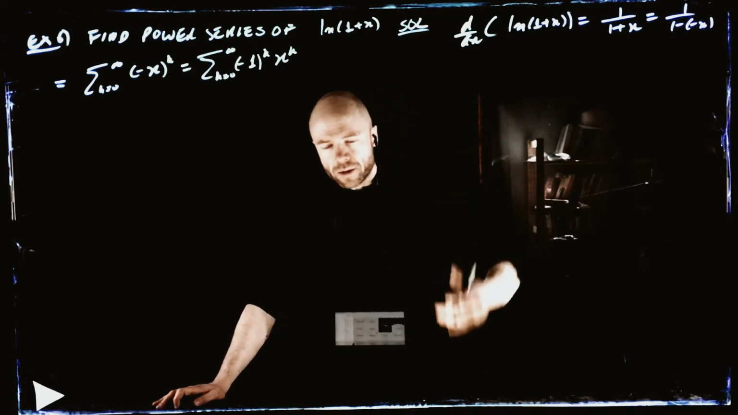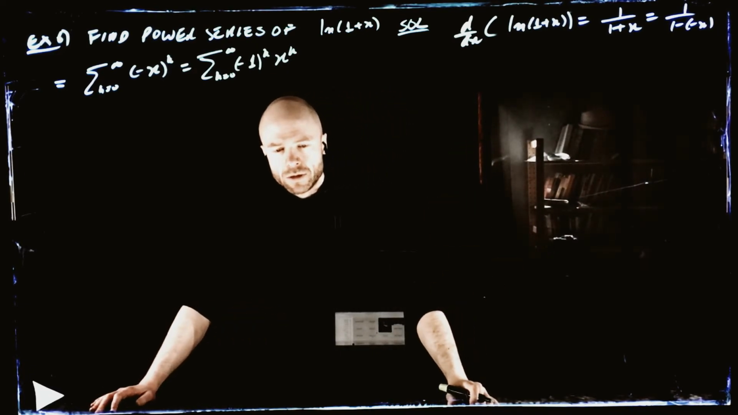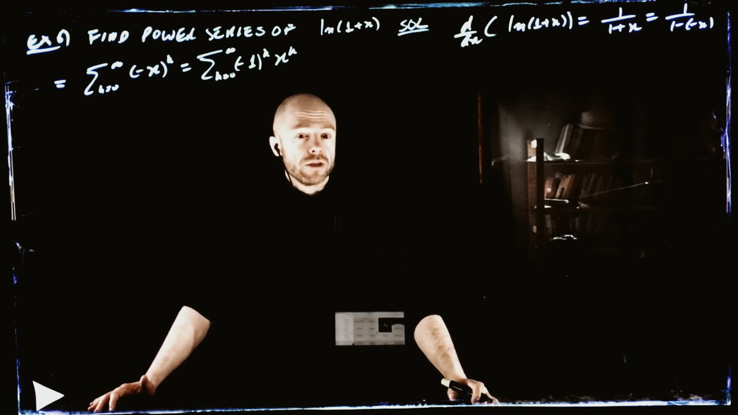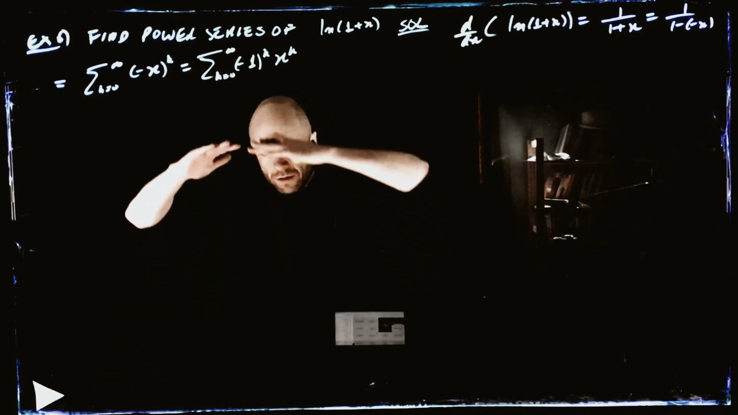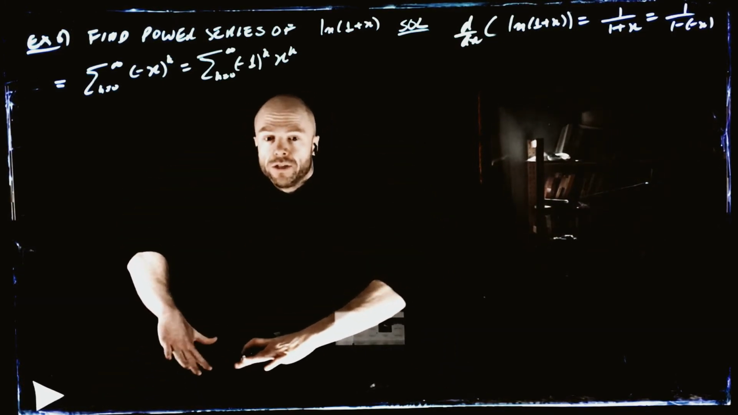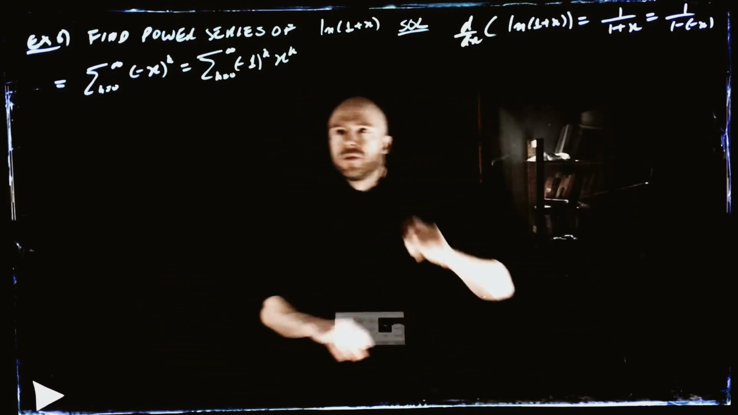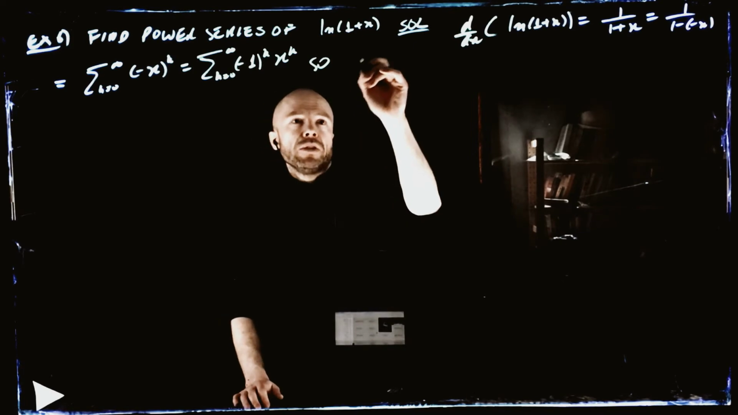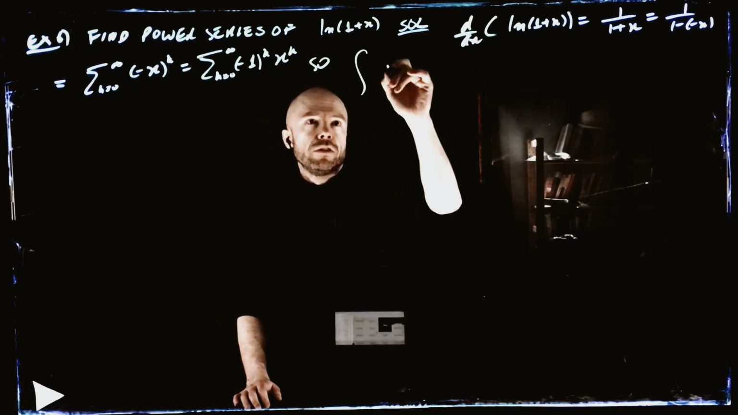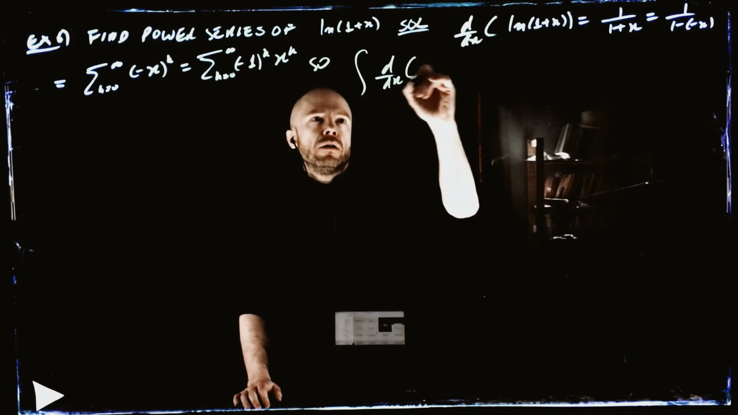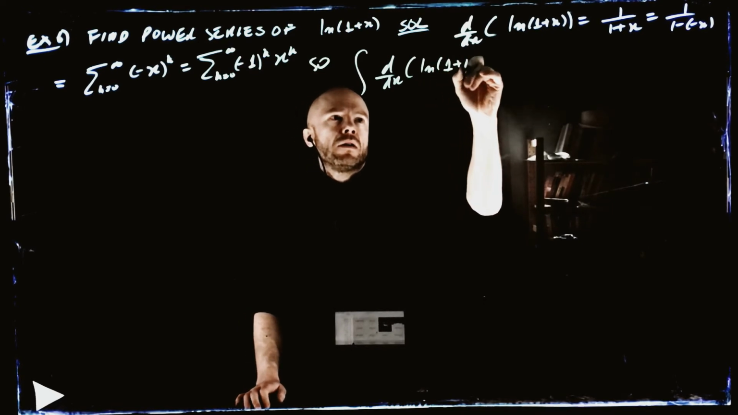Now what's the next step? Integrate the power series. So we've differentiated to get into this world of differentiation. We now have a power series. We need to get back. So I take the antiderivative of the derivative.